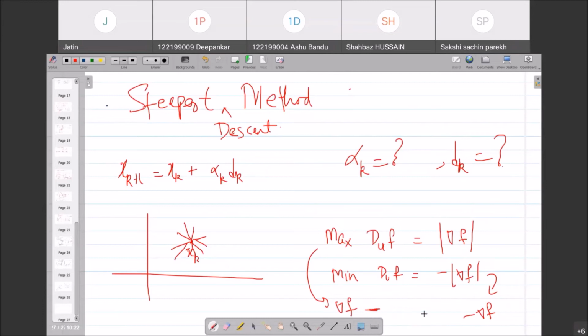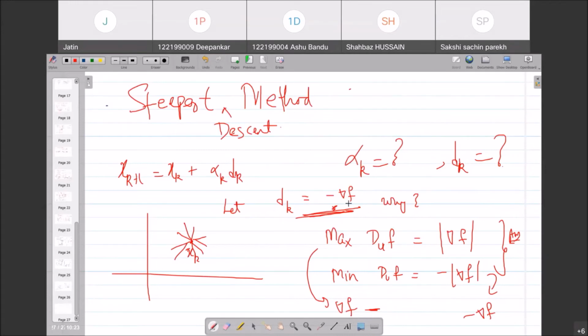This is quite important, and because of this, your dk in this method is nothing but minus grad f. When you see the books, they will say let dk be equal to this, but many people don't say why. This is the answer: dk is minus grad f because in that direction you will have the least slope. Since this is a minimization problem, I go in the direction of minus grad f. If it is a maximization problem, we will go in the direction of plus grad f.